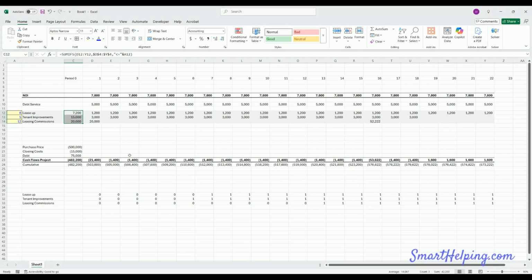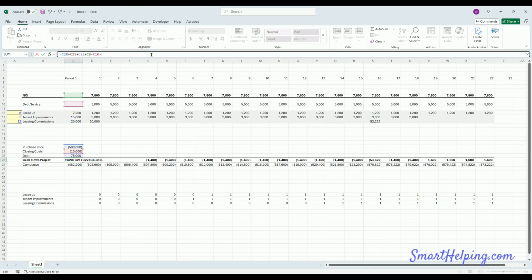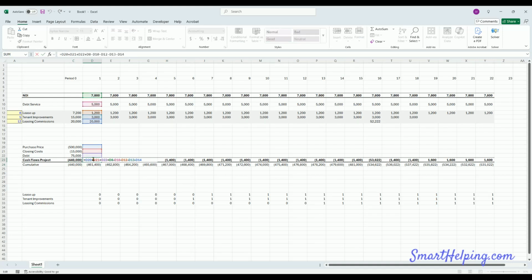Now you don't want to double count, so you've got this cash coming out up front. When it actually happens, you don't want to also subtract it here. So look at this cash flow of the project. We're now double counting. In period 0, in the cash flow for the project, you don't count any of these lease up costs, tenant improvements, leasing commissions. So 12, 13, 14, we don't want in here, otherwise we'll be double counting. We do want them here, along with everything else.